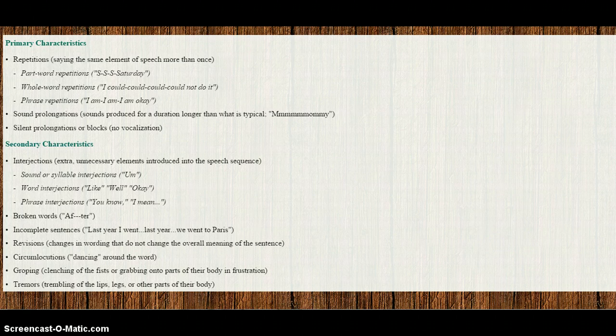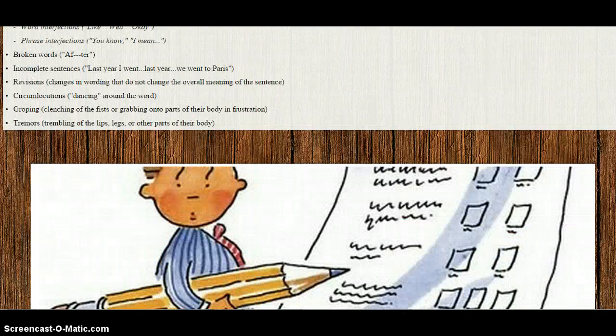Circumlocutions, which is dancing around the word, where it seems like they're trying to avoid articulating a certain sound. And then some physical characteristics that are secondary are groping and tremor. So groping is clenching up the fist or grabbing onto parts of their bodies, which is usually in frustration, and tremors, which can be of the lips, of the legs, or other parts of their body.